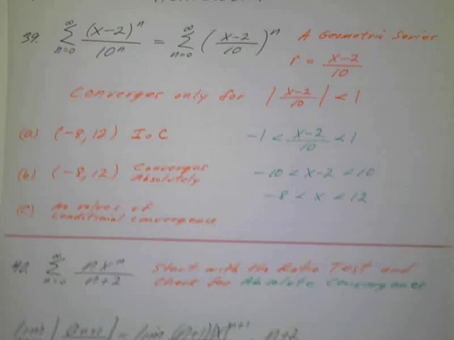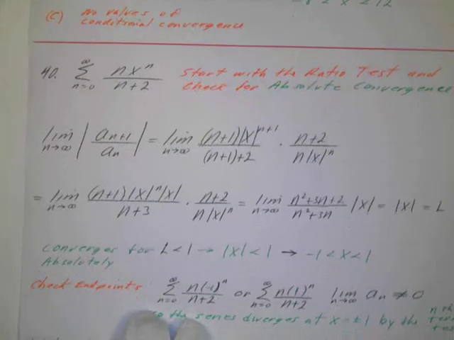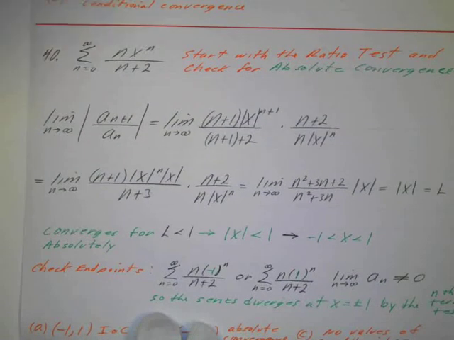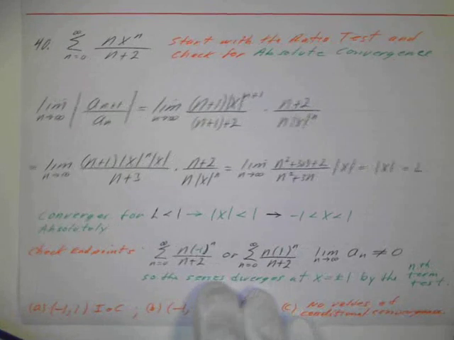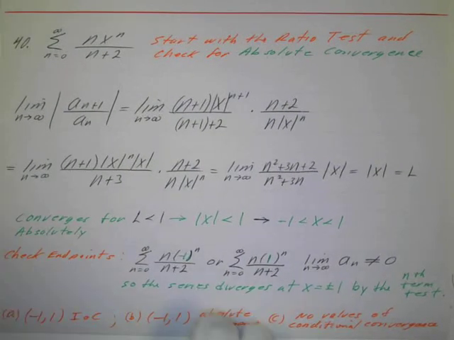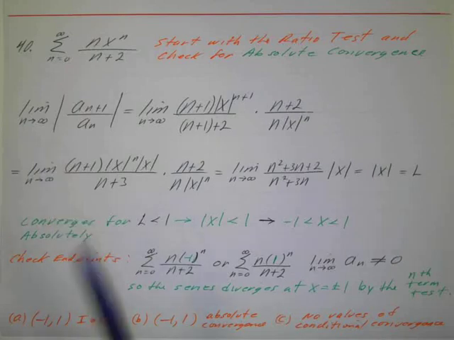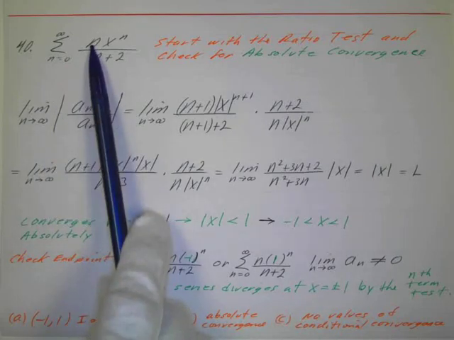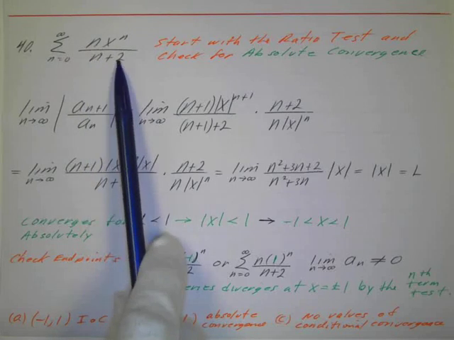All right, let's take a look at number 40. Let's put this up here so we can get everything in the frame. All right, here we go. Sorry about that. Okay, so we have n x^n over n + 2.